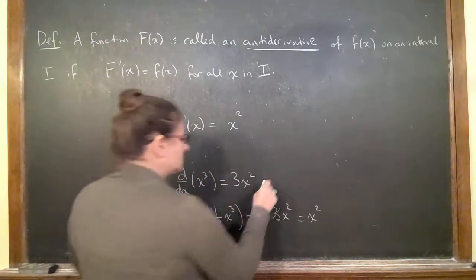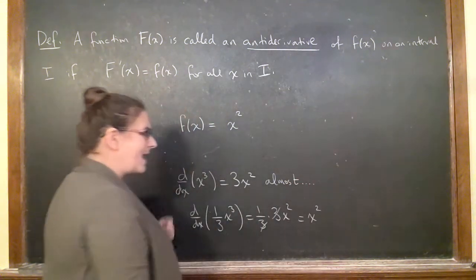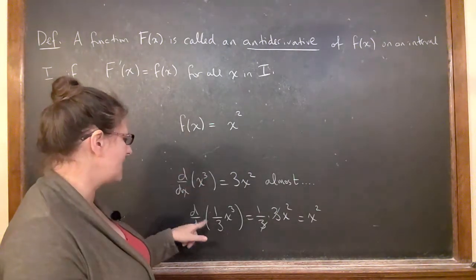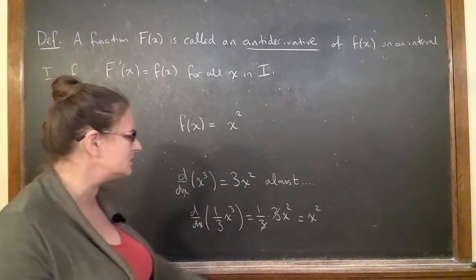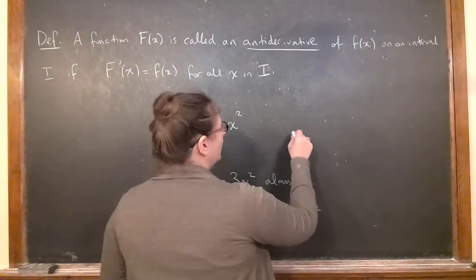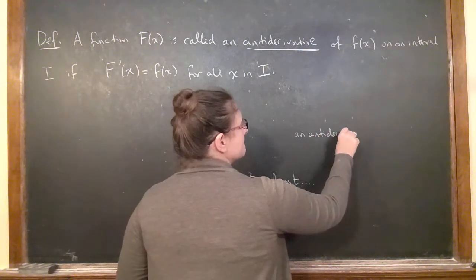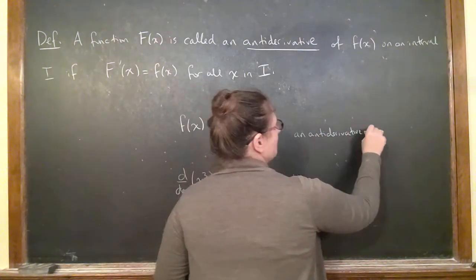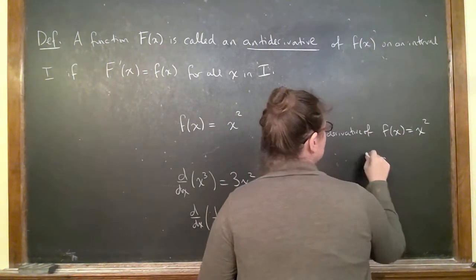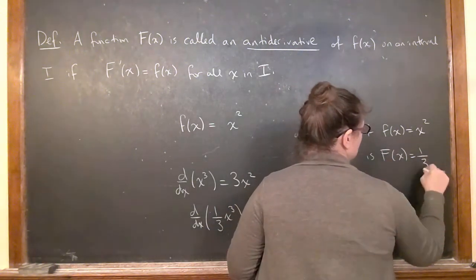So just sort of working that out. This is almost what I need. But if I think about what happens with the power rule, I know that I have to take that exponent down. So if I multiply by the right constant, then I can see from what I've done, an antiderivative of f of x equals x squared is big F of x equals 1/3 x cubed.